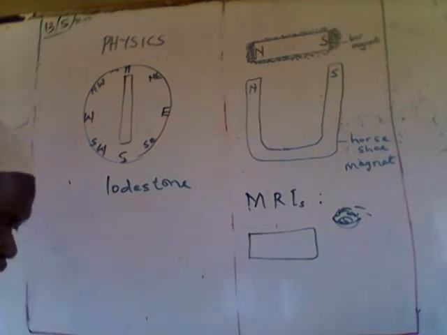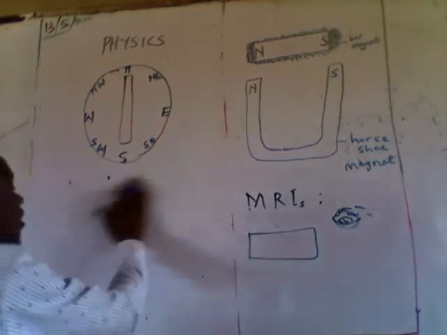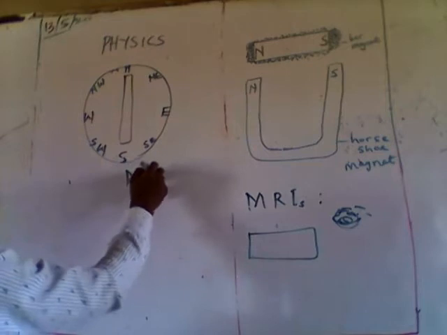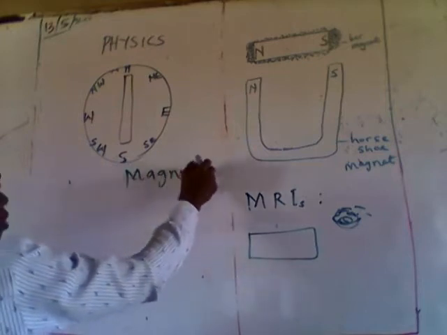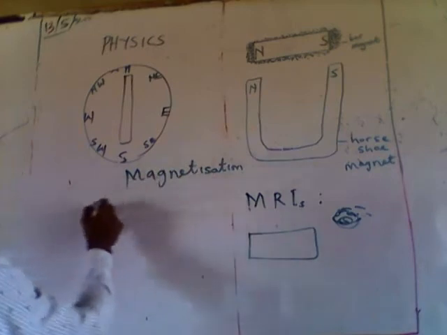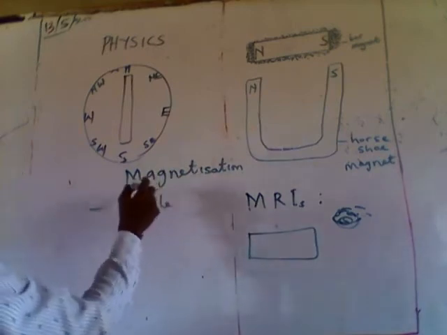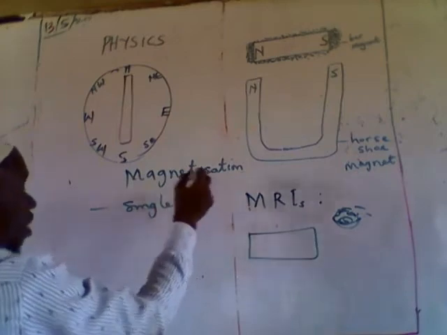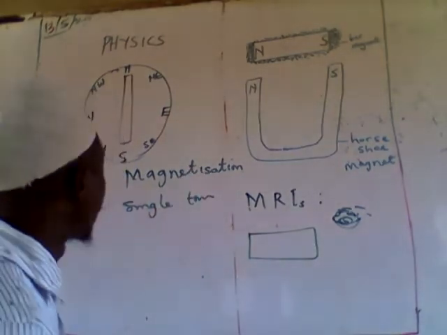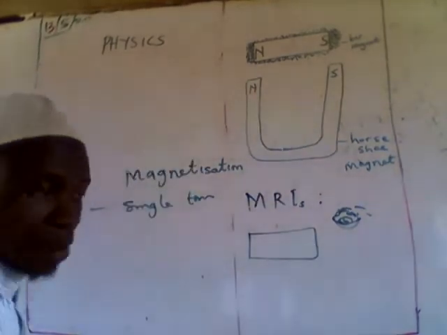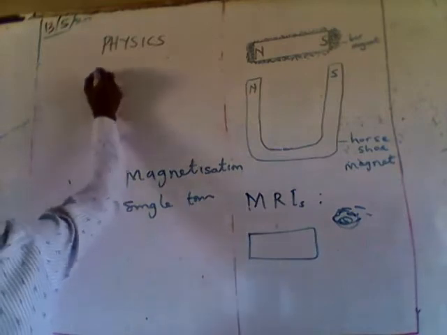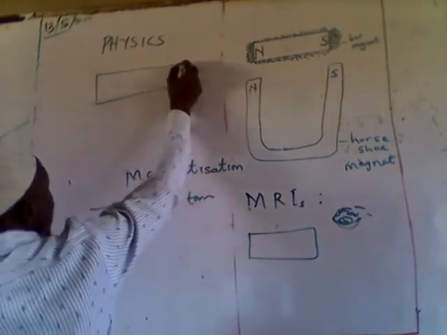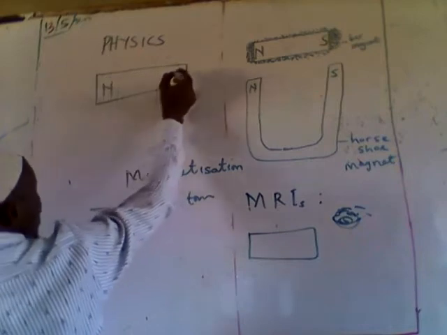Now, among the methods of magnetization, number one, we have the single touch method. For example, let's have a bar magnet. Let's draw the diagram of a bar magnet. So this is a bar magnet, right? And this is our north pole and this is our south pole.